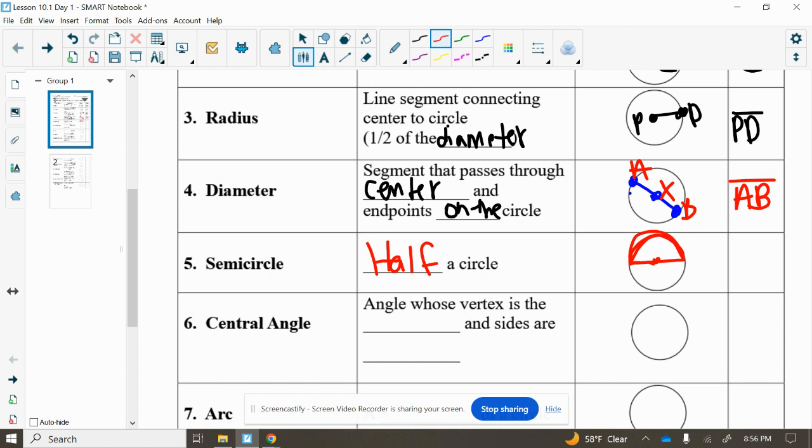A central angle is an angle whose vertex is the center of our circle, and the sides are radii of our circle. So what that's going to look like is an angle in the middle here. Again, maybe we have circle X, and then we have two different radii coming from that. So maybe AX and BX. So our central angle is going to be this made up angle here, where X is that vertex here. And again, it's located at that center of our circle.